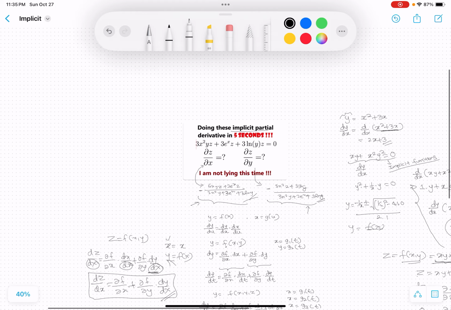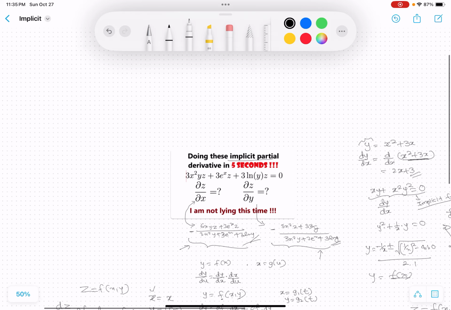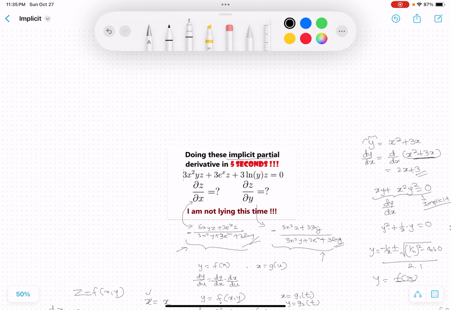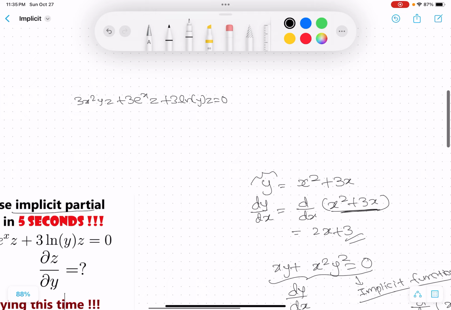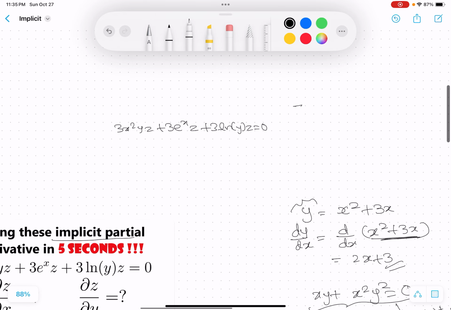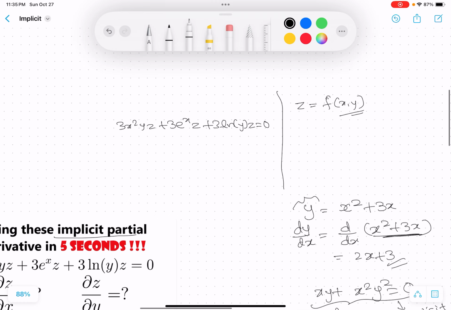Now let's try to see how to find these partial derivatives. So let's say we have such expressions like this: 3x square yz plus 3 to the power gx plus 3 ln y g is equal to 0, right? We know that over here g will be a function of x and y. We assume that, so that we can find it, because if it's not a function, then we wouldn't try to find it, right? Since it's a function of x and y, we will try to find these two things, right?